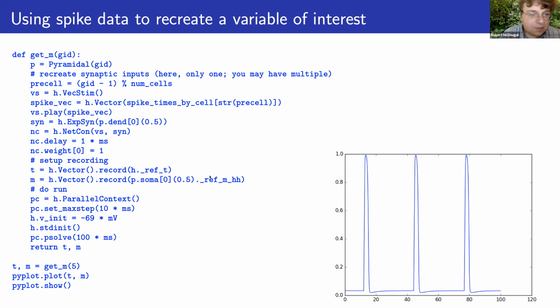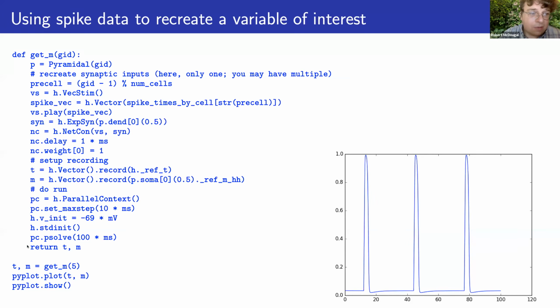This is an alternative synapse. I should adjust this to the way I've been doing it for the rest of the course: p.soma[0](0.5).hh._ref_m would also work. In any case, I record my gating variable, and run it as before: ParallelContext, maxstep, initialize, run. And now I have it.